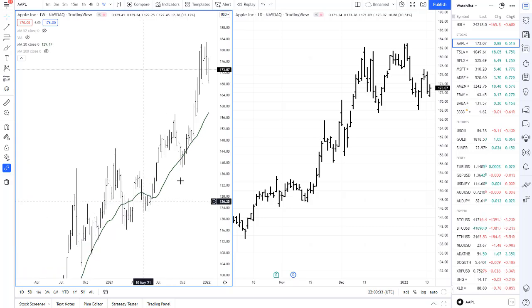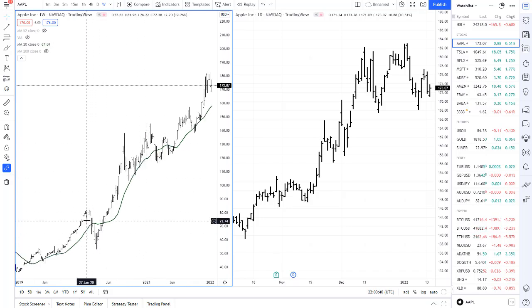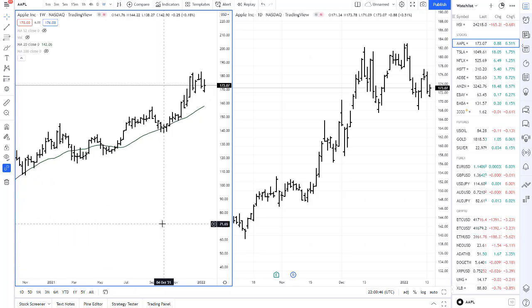So, and if I just squeeze my charts up a bit more here, you can see that even with the big COVID crash through here, we eventually come back to the moving average. So how can you use that in your trading?